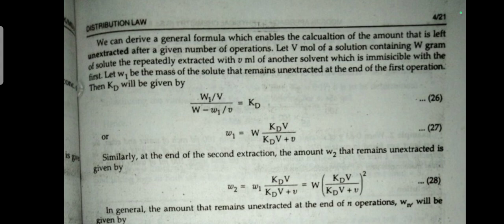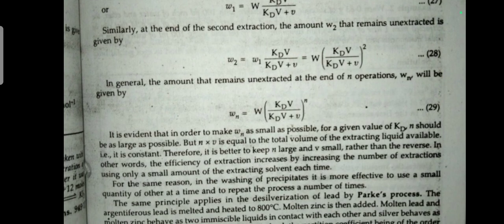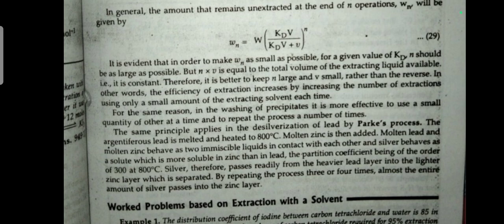Similarly, at the end of the second extraction, the amount w2 that remains unextracted is given by W times (KdV upon (KdV plus v)) whole raised to the power two. In general, the amount that remains unextracted at the end of n operations, Wn, will be given by W times (KdV upon (KdV plus v)) whole raised to the power n. It is evident that in order to make Wn as small as possible for a given value of Kd, n should be as large as possible.